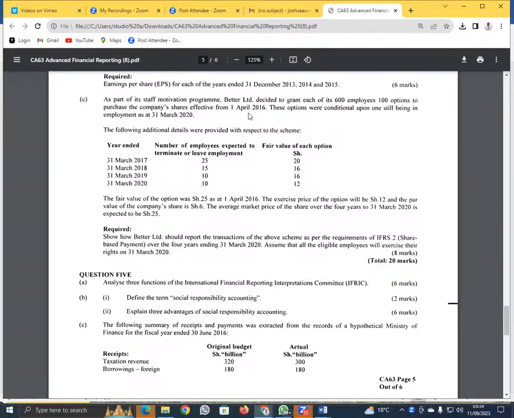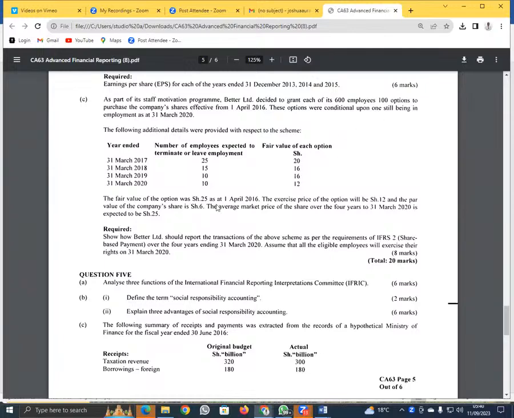Great. So we are told as part of its staff motivation program, Better Limited decided to grant each of its 600 employees 100 options to purchase the company's shares effective from 1st April 2016. These options were conditional upon one still being in employment as of 31st March 2020. The following additional details were provided with respect to the scheme.